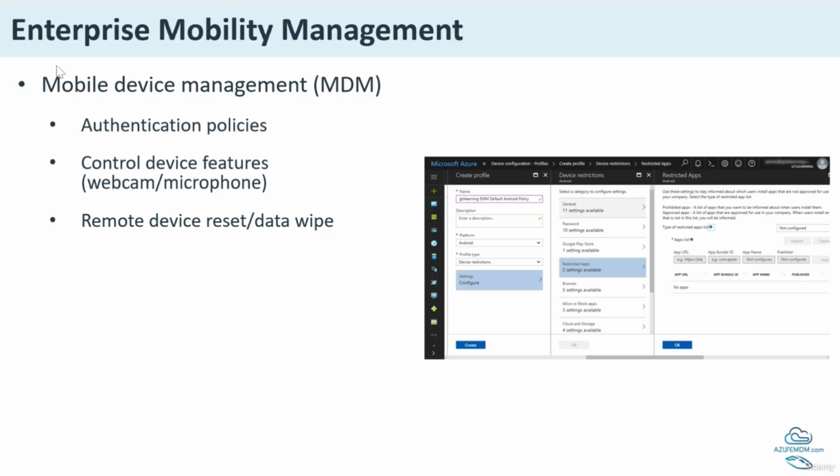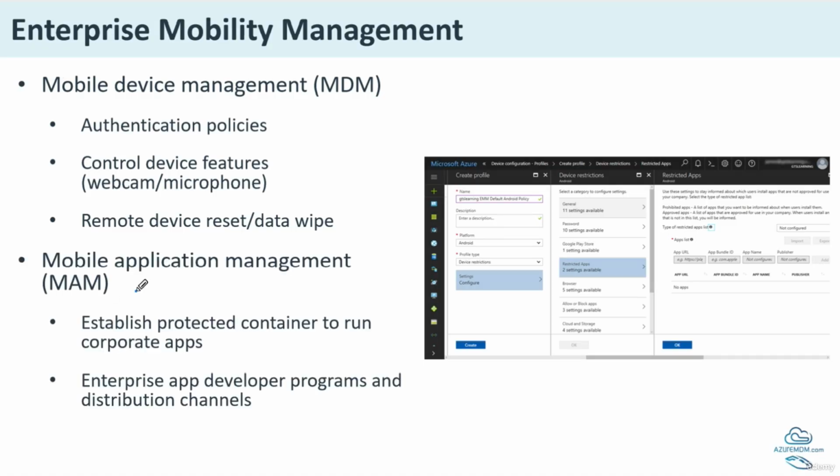You cannot use any other application which they want, they can also restrict that. It has been done via a mobile and remote device. They can also wipe the data if they want. Mobile application management, that is MAM, is established to protect the container to run the corporate application, enterprise application developer programs, and distribution channel. This enterprise mobility management completely controls the data and the authentication of your devices by the company, to ensure that you don't access the data or the services which they don't want you to use.